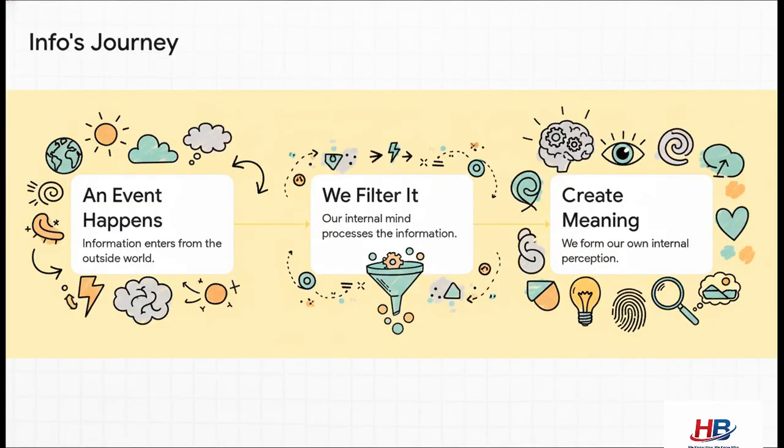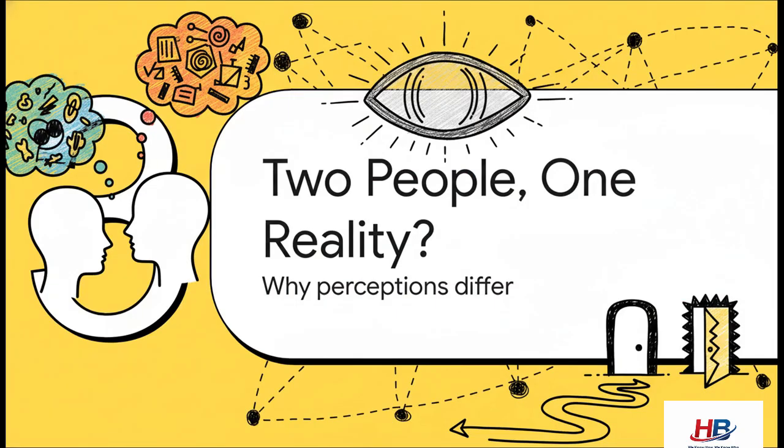And the process is brilliantly simple when you break it down like this. First, something happens out in the world. Second, and this is the most important part, we filter it. NLP says we do this in three main ways. We use deletion to just ignore some information, distortion to twist its meaning, and generalization to let one event represent all similar events. And then finally, based on our own unique way of filtering, we create our own internal representation, our personal meaning of what just happened.